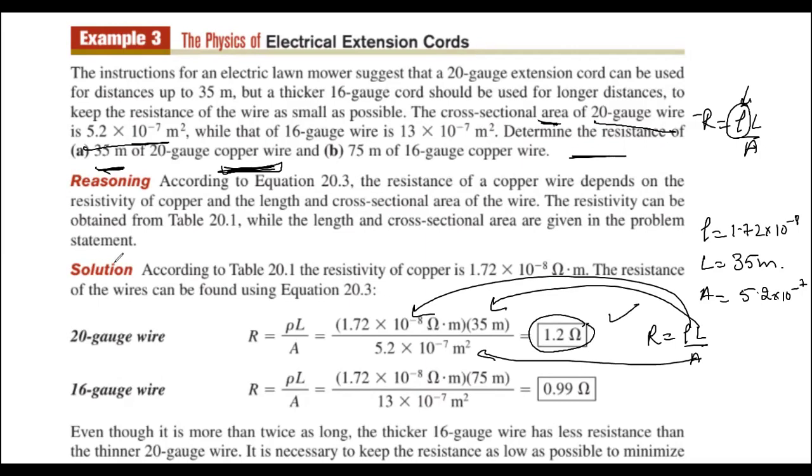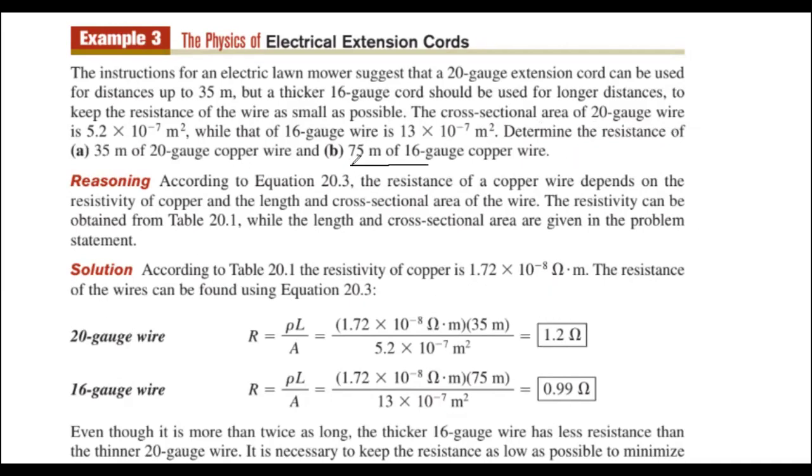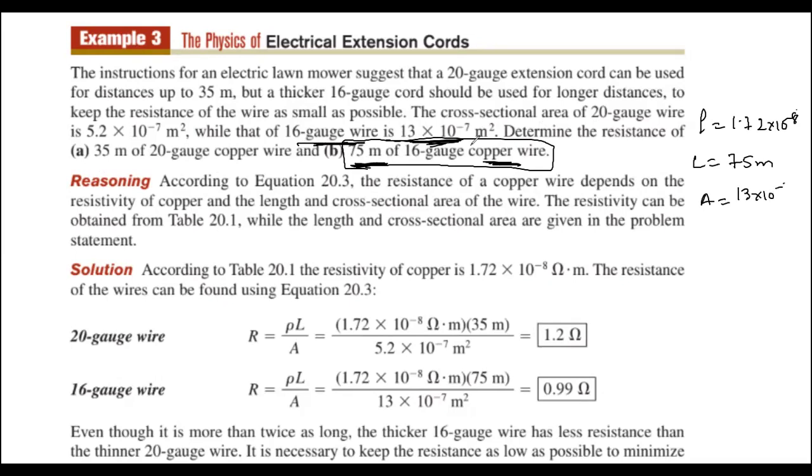That's correct. Okay. Again, you can feel free to pause over here and try for the B part, which says 75 meter of 16 gauge copper wire. So since you notice over here it's copper, the rho value is going to be same as for the A part. So rho value is 1.72 into 10 to the power minus 8. L is given to me, 75 meter. I have to calculate for 75 meters. So let me quickly write over here. What is A? The area of cross section. So here it is given that it is 13 into 10 to the power minus 7 for 16 gauge copper wire. So let me write that 13 into 10 to the power minus 7.